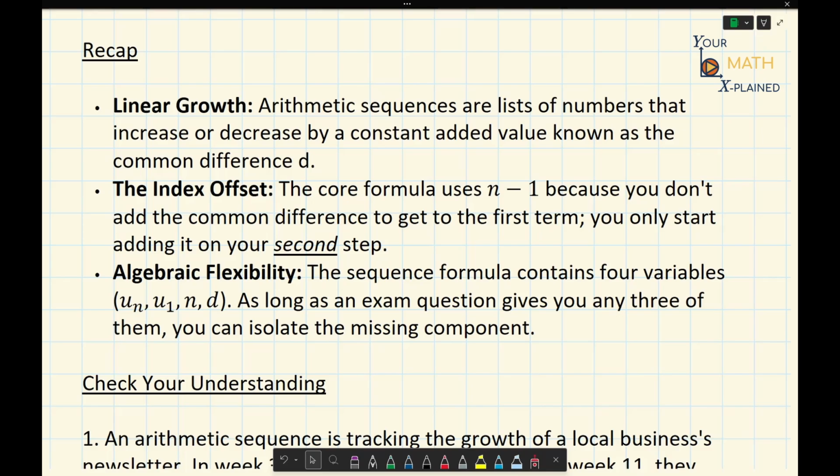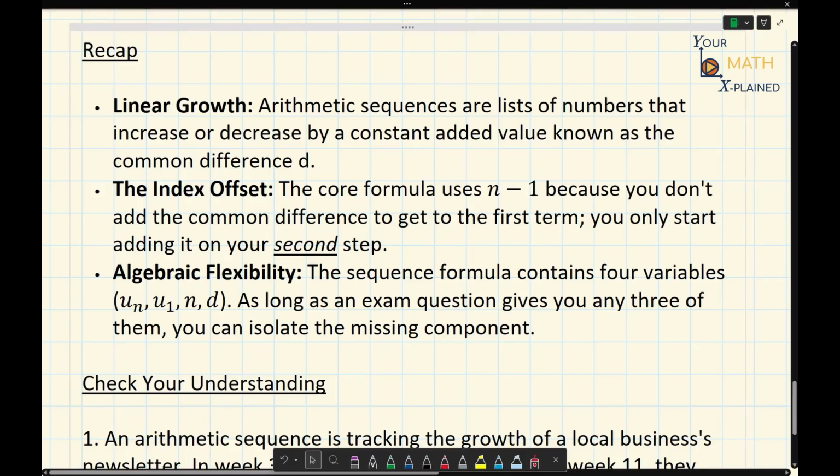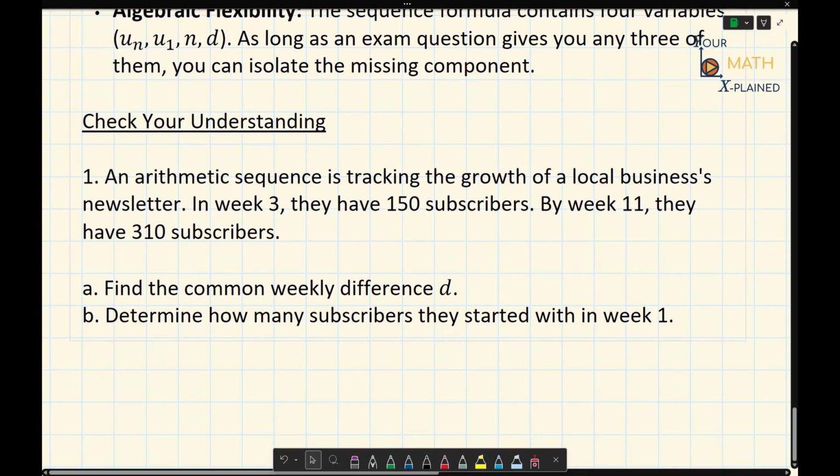So within the sequence formula, there are a total of 4 variables. There's u sub n, u sub 1, n, and d. As long as an exam question gives you any 3 of those 4, you can isolate the missing one and solve for it. And now it is your turn to give this a try. Can you find the solution to the problem on the screen here?